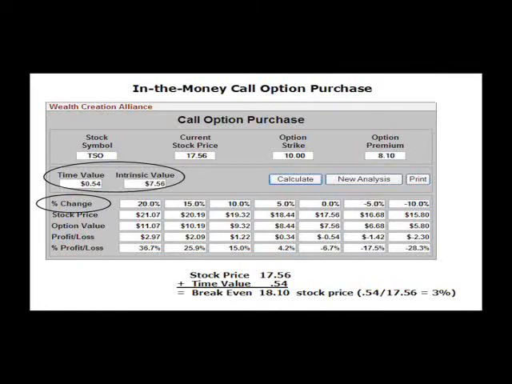The maximum risk on this trade is $810, which is the cost of the option. There is no limit on the profit potential of a call option purchase.